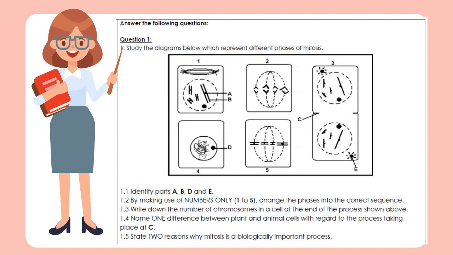1.3 Write down the number of chromosomes in a cell at the end of the process shown above. 1.4 Name one difference between plant and animal cells with regard to the process taking place at C. 1.5 State 2 reasons why mitosis is a biologically important process.